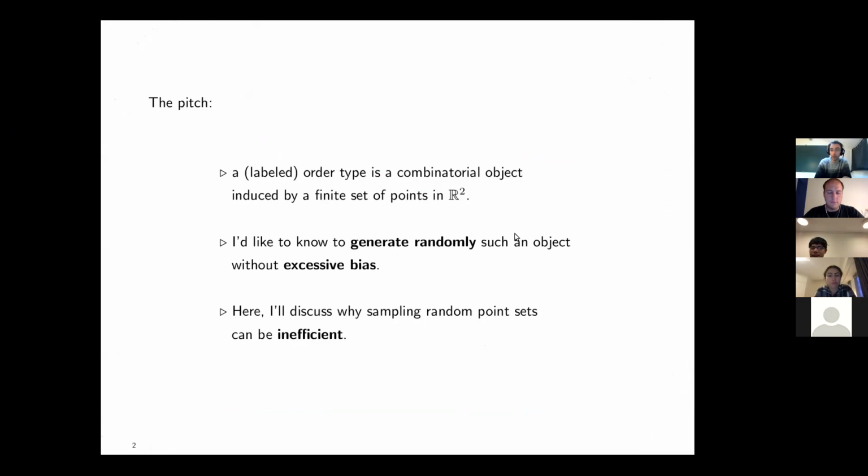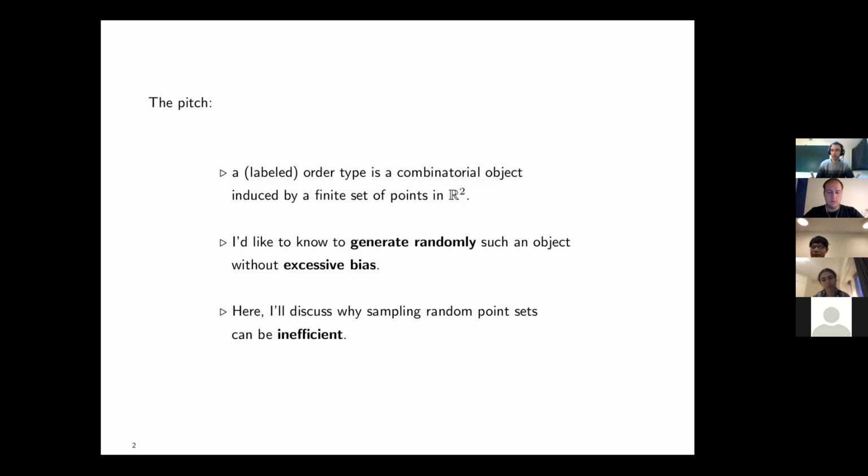If you don't know what an order type is, let me just say right now that it's basically a combinatorial object that is induced by a set of points in R^d in general, but I'm mostly interested in what happens in the plane. So for us, an order type or a labeled order type is a combinatorial structure induced by a finite point set in the plane. And one thing I would like to do is to do some random generation of order types. I would like to make this random generation not necessarily completely uniform, but at least I would like to avoid excessive bias. I would like to see order types as diverse as possible.